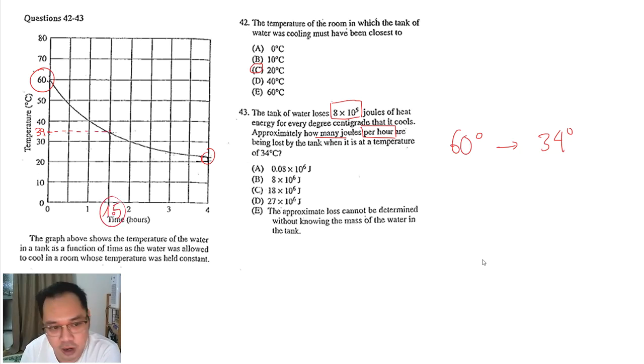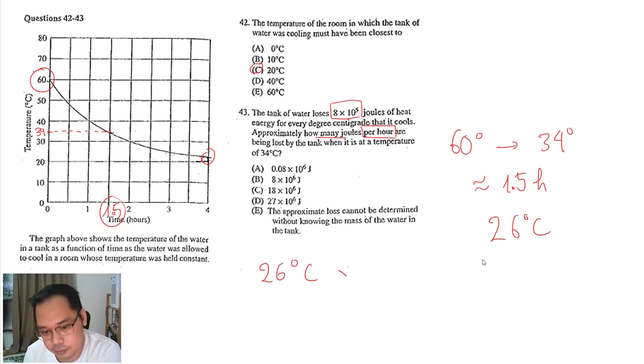Not exactly 1.5, because this graph is not very clear and has small divisions, so we cannot determine the time exactly, but approximately 1.5 hours. And the decrease in temperature from 60 degrees to 34 degrees is 26 degrees. So we multiply this temperature decrease by the amount of energy, 8 times 10 to the 5 joules per degree C.